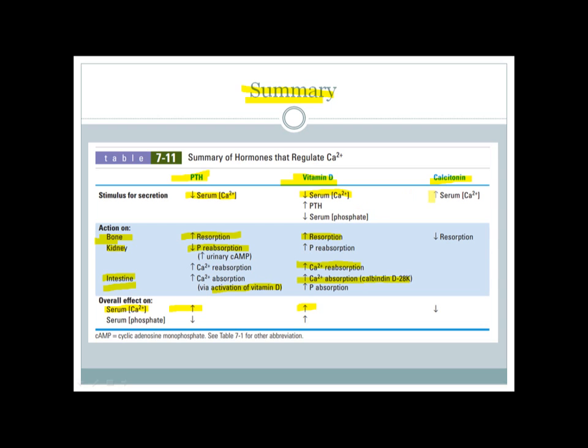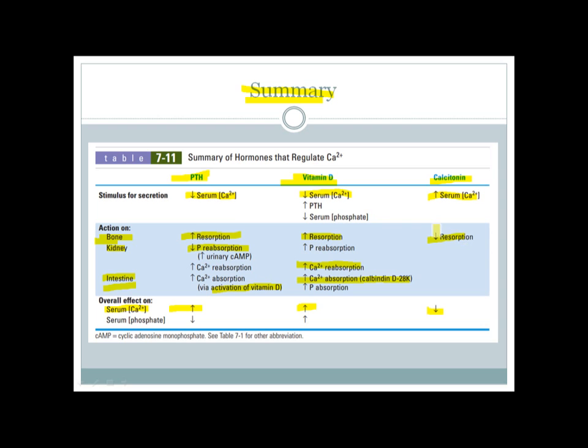And calcitonin is secreted whenever you have an increase in serum calcium. So remember, parathyroid hormone and vitamin D are secreted whenever there is a decrease in serum calcium. Calcitonin is released whenever there is an increase in serum calcium, which will ultimately lead to a decrease in serum calcium after calcitonin is secreted, and it occurs by decreasing resorption of bone, meaning that the calcium is trapped inside the bone.